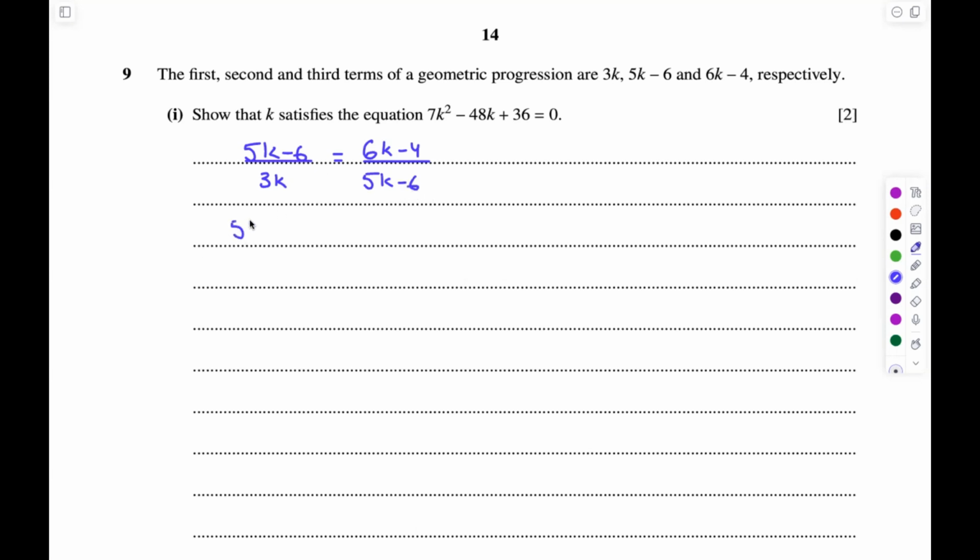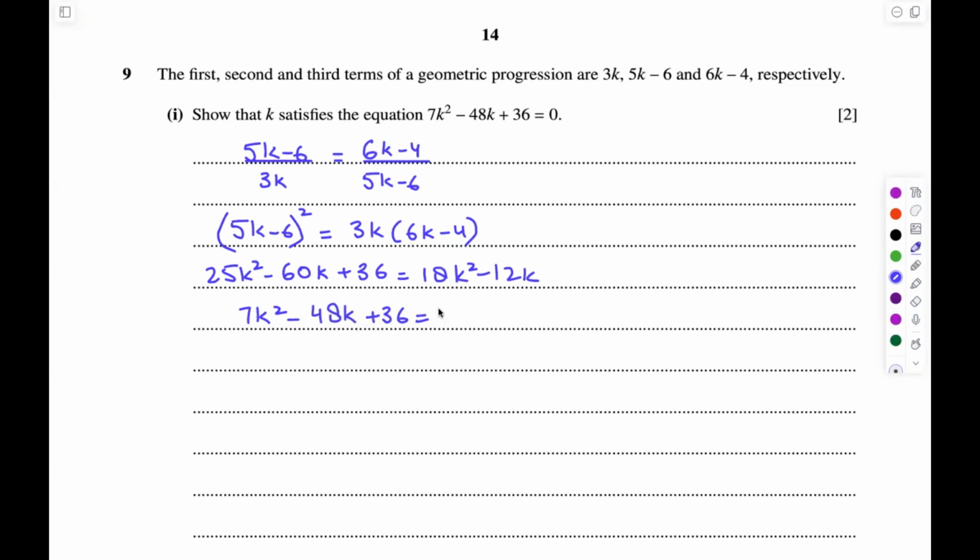So cross multiplying, we'll get 5k minus 6 multiplied by 5k minus 6, so that will become a whole squared, and 3k will multiply by 6k minus 4. Expanding this, we'll get 25k squared, and using a squared minus 2ab, that will become 6 times 5, 30, times 2, which is 60k, plus 6 squared, which is 36, equals 18k squared minus 12k. Simplifying this, when we bring 18k squared to the left hand side, that will become 25 minus 18, so 75k squared minus 60k, and this will become plus 12k, so that will become minus 48k, and the plus 36 will remain as it is, equals 0, which is the equation that we had to prove.